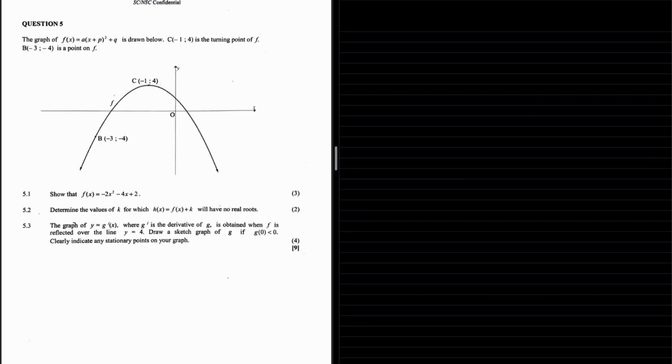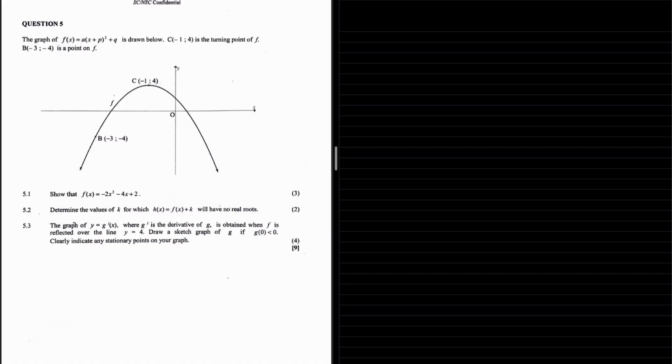Now I want to take a look at question 5, which reads: the graph of f of x is equal to a into x plus p all squared plus q, drawn below. C minus 1 and 4 is the turning point of f. B minus 3 minus 4 is a point on f. 5.1 show that f of x is equal to minus 2x squared minus 4x plus 2.